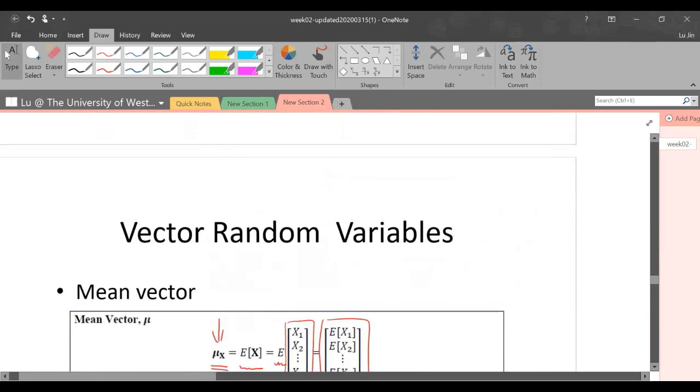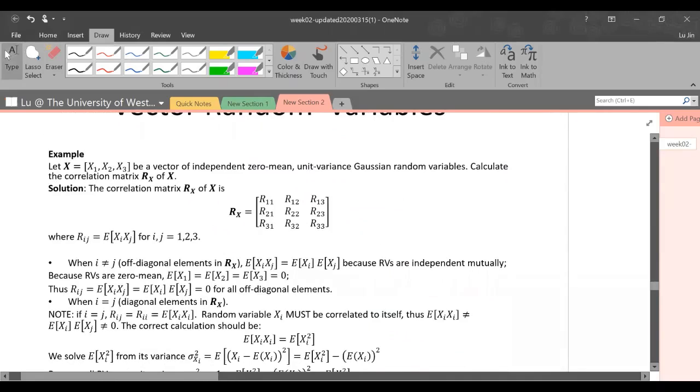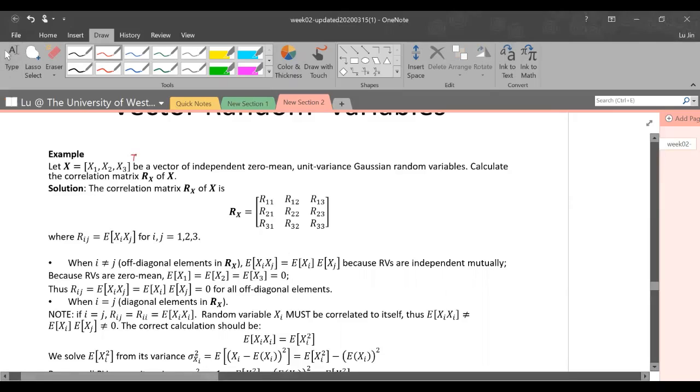A small example. Now we have one very simple vector which consists of 3 random variables. Sorry guys, there's a typo. This should be a column vector. I forgot the transpose T on this row vector. So actually this X vector is equal to [X1, X2, X3] transpose.